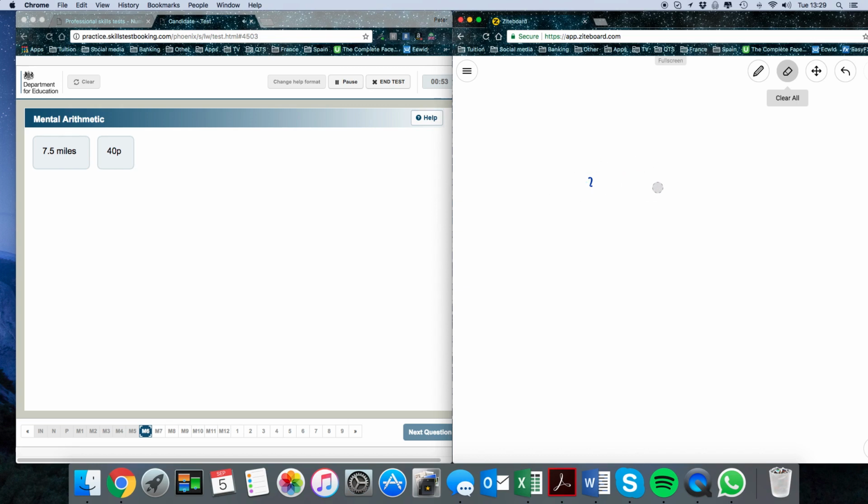Question 6. A teacher attends a consortium meeting. The journey is 7.5 miles each way. Travel expenses may be claimed at 40p per mile. How much is the teacher entitled to claim for travel expenses?